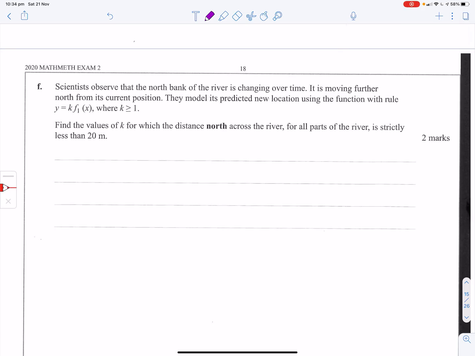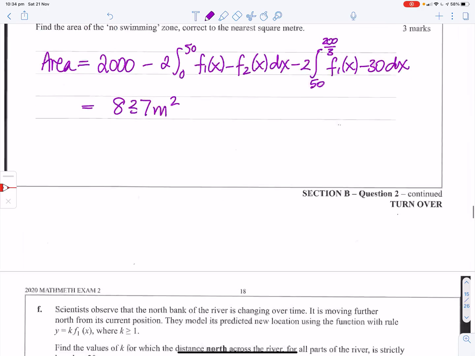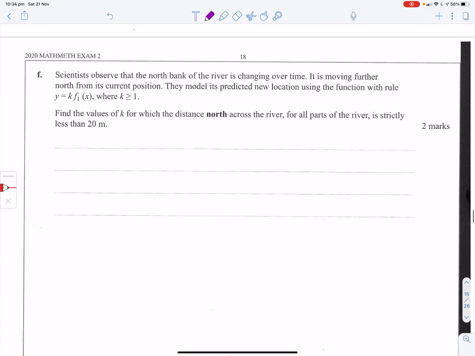Okay, scientists observe that the north bank of the river is changing over time. It's moving further north from its current position. Their models predicted the new location using the function y equals k times f1 of x where k is greater than 1. Find the values of k for which the distance north across the river for all parts of the river is strictly less than 20 metres.